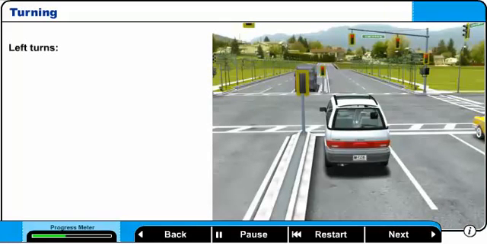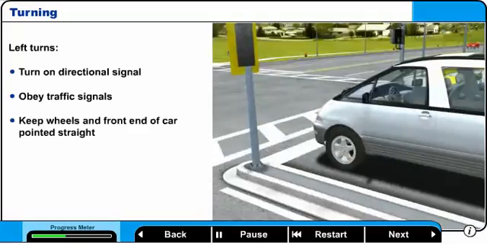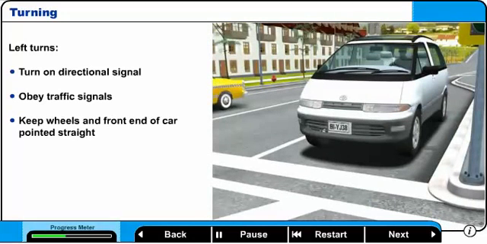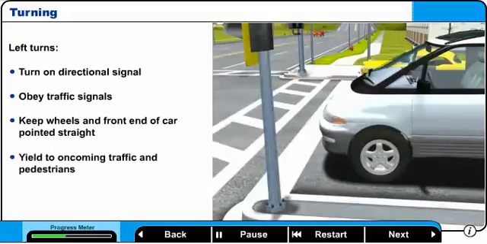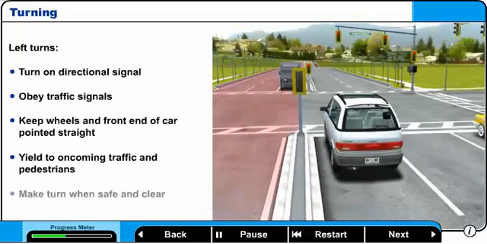When making a left turn, turn on your directional signal, obey traffic signals, and keep your wheels and the front end of the car pointed straight. If you get hit from behind with your wheels turned, you will be pushed into oncoming traffic. Yield to oncoming traffic and pedestrians and make the turn only when it is safe and clear to do so.